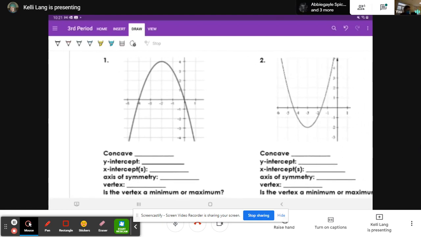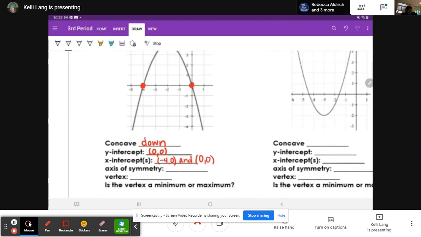So take a look at number 1. This parabola is concave down like a frown. The y-intercept is the place where the graph crosses the y-axis. That happens at the origin. So the point where that happens is (0, 0). The x-intercepts are the places where my graph crosses the x-axis. Notice that that happens twice in 2 different places. The first time it happens is at (-4, 0), and the second time it happens is at (0, 0). So we get 2 answers for the x-intercept.